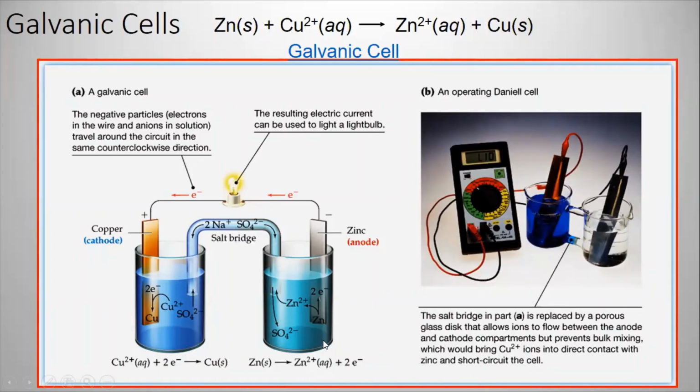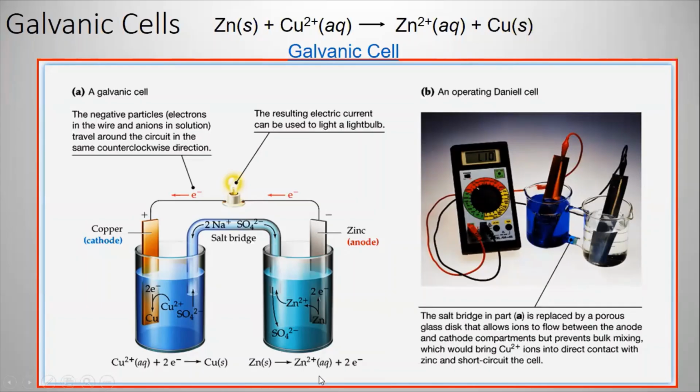Let's look at the anode compartment. What is building up at the anode? You're building up positive zinc ions at the anode. You're producing positive zinc ions, Zn2+. Why are you producing them? Because the zinc is dissolving. This is the oxidation.